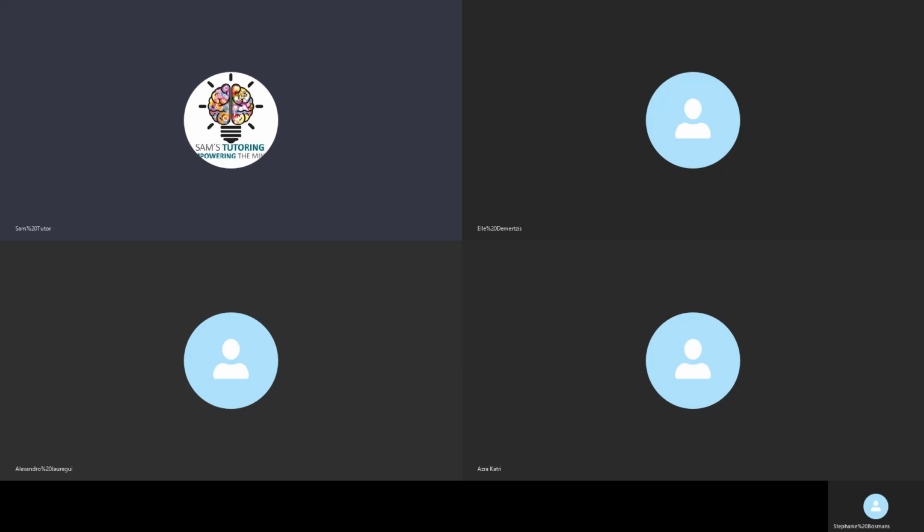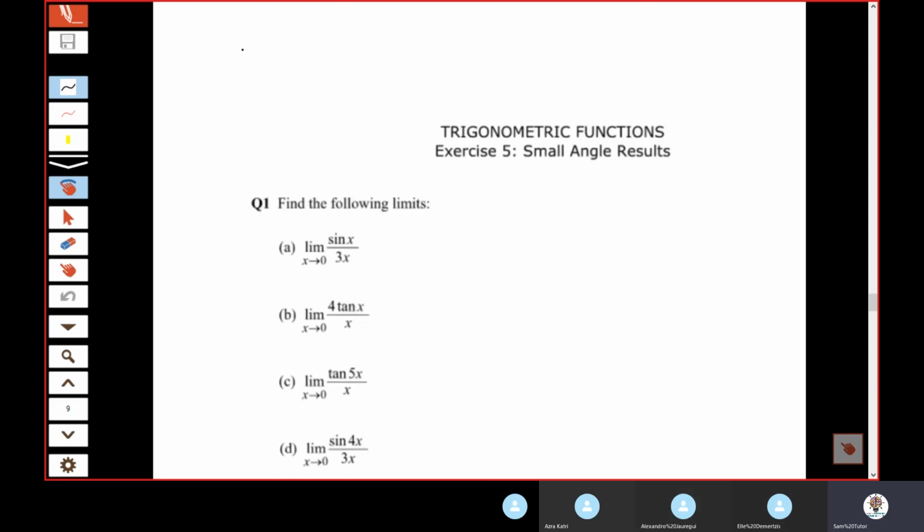Start with small angle results. The first thing you need to know with small angle results is this. I guess you can say it's a property, but you can say it's a formula as well. So the limit as x approaches 0 for sine x on x. Now, obviously, we understand as x approaches 0 here, anything on 0 is undefined.